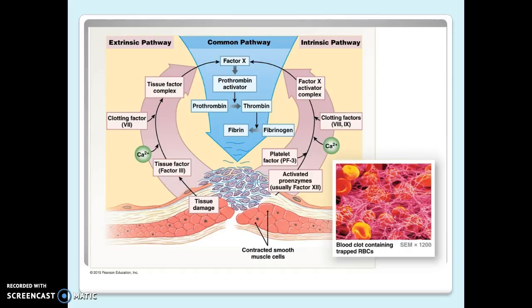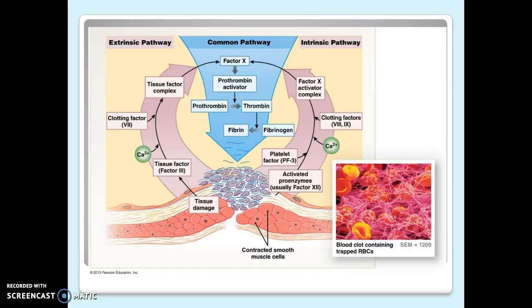Vitamin K is a critical component for the liver to be able to make clotting factors. Without vitamin K, we can't make clotting factors. Vitamin K is produced by bacteria in our intestines, and so our liver can't produce it. We don't get very much of it in our diet, but we have a lot of bacteria that will produce vitamin K that we can then use.